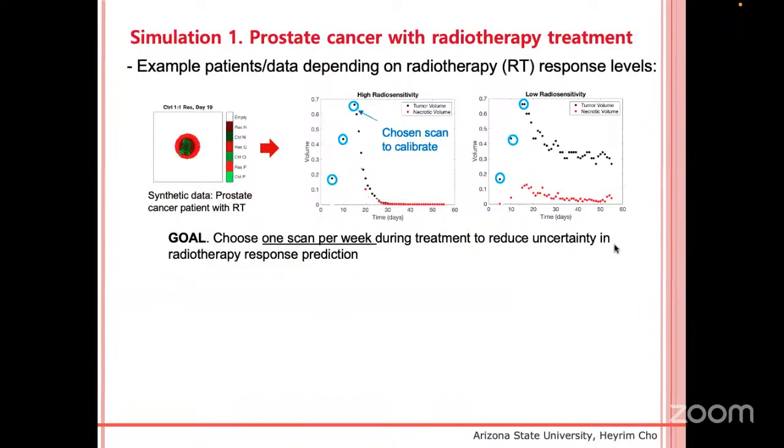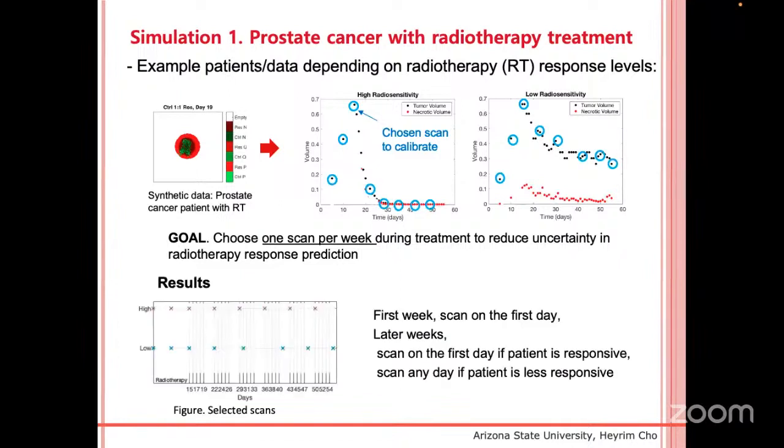So at the beginning, we wanted to be more modest. Here, our goal is to select the best day. So our budget is 1 scan per week, and we want to select the best day to scan for each week during the 6 weeks of radiotherapy. And we generated highly responding patients and then less responding patients, to see which day we select using this mutual information quantity. And those are the weeks 2, 3, 4, 5, 6.